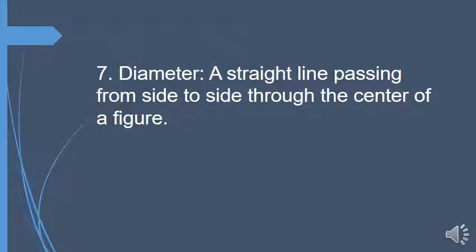Means, as you can see, mostly it is defined in a circle. If there's a circle and a line goes from one point of the circle to the end point of the circle, dividing it into half, it means that it's a diameter. Means a straight line passing from one side to another side. एक जगह से दूसरी जगह पे साइड पे जाती है to the center of the figure. तो इसका मतलब है कि ये diameter है figure का. So that's what diameter is.